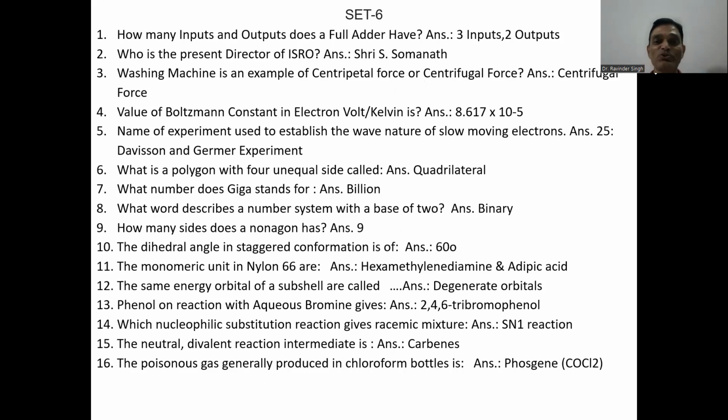Name of the experiment used to establish the wave nature of the slow moving neutron? Answer is the Davisson and Germer experiment. What is a polygon with 4 unequal sides? Answer is quadrilateral. What number does giga stand for?